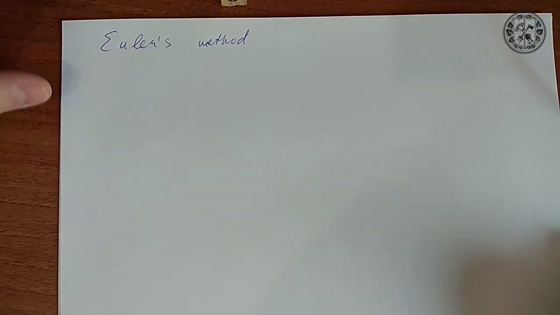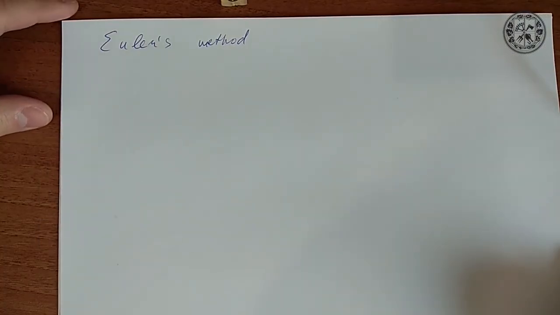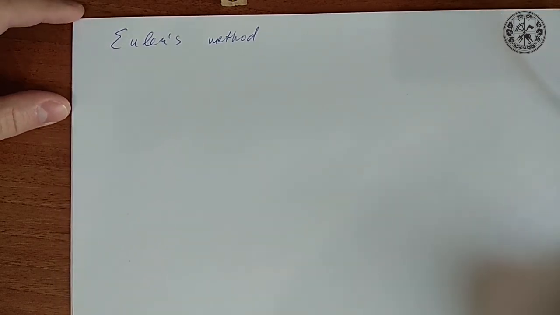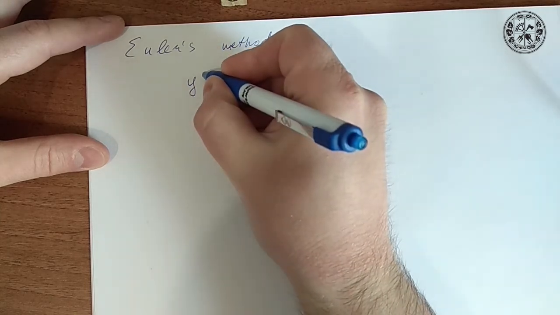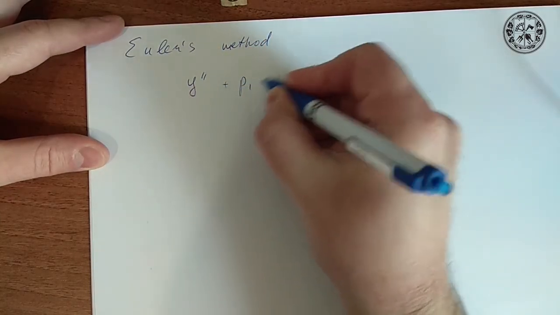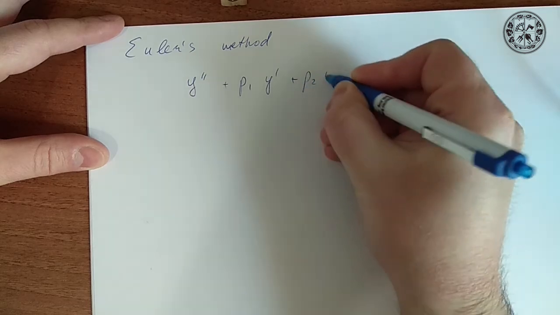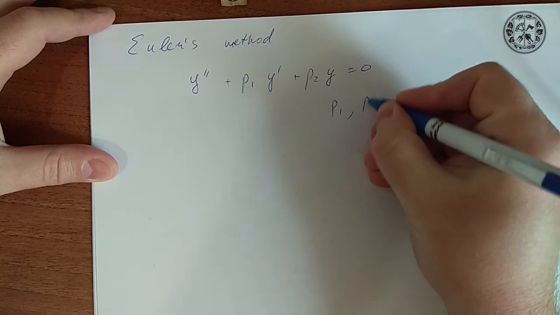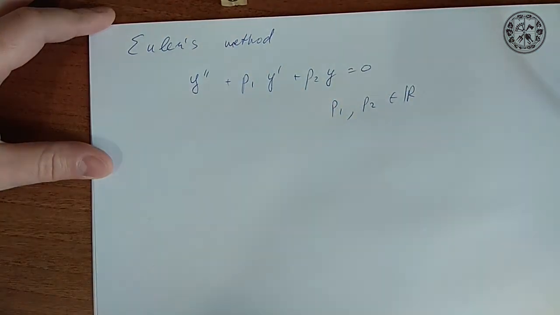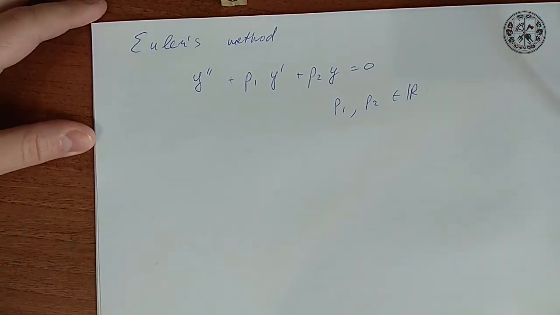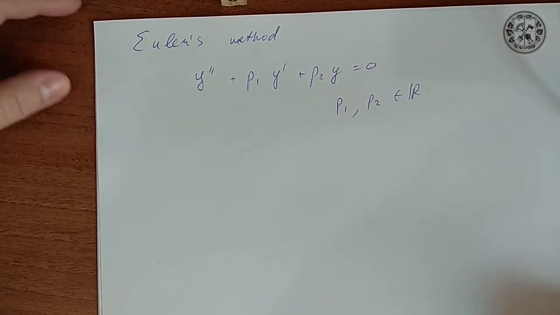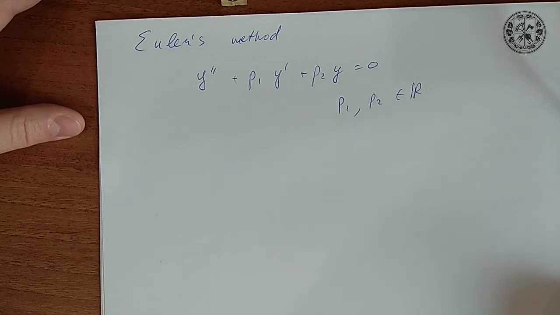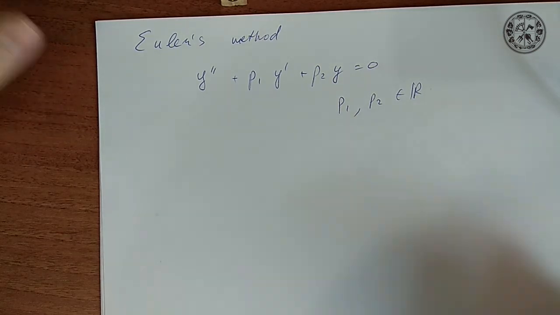Today we will consider Euler's method for solving linear homogeneous differential equations of second order and beyond. The general form of this equation is the following, where p1 and p2 are real numbers. To find the solution of this equation, we need to find any two linearly independent solutions.